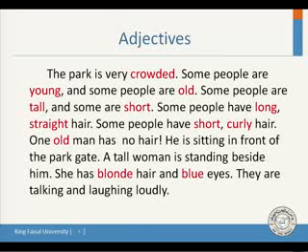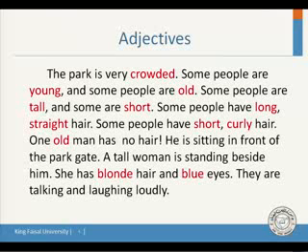Also here, the park is very crowded. Where is the adjective here? Okay, the adjective is crowded. The noun, the park. The park, noun, is, verb, crowded, very crowded. Some people are young. Some people, verb are, adjective. Some people are young and some people are old. Young and old, the opposite.